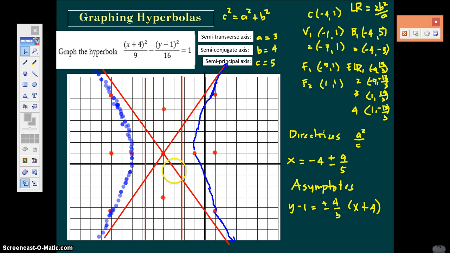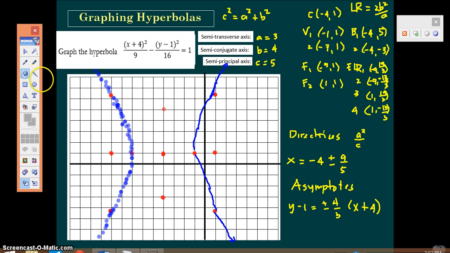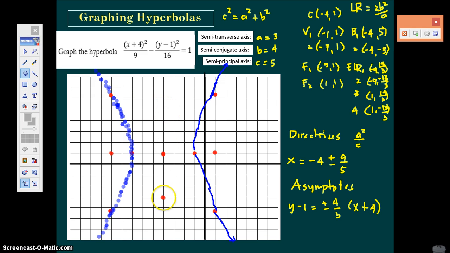So you see, these two lines are the asymptotes. These two vertical lines are the directrices. Let's remove the directrices. The asymptotes are just here to guide, because again, hyperbolas have asymptotic behavior. They will come very close to this line, but they will not touch it. This is the center of your hyperbola. These are the vertices, the foci, and notice that these 2 points are actually not part of your graph. So let's erase them. There you go.